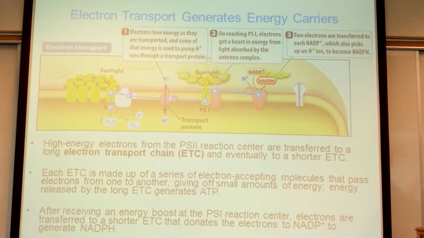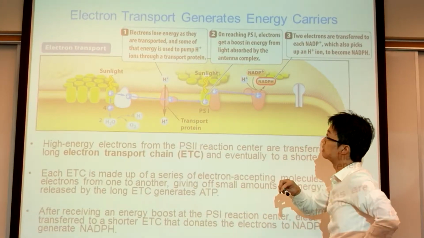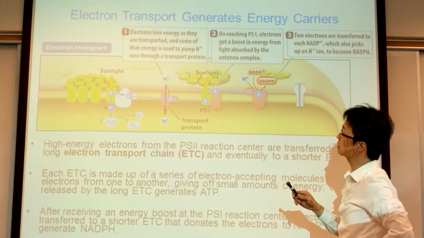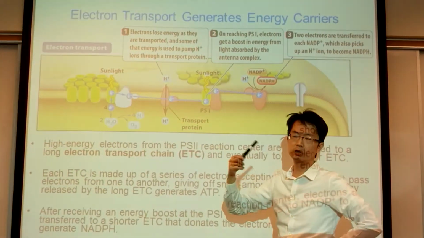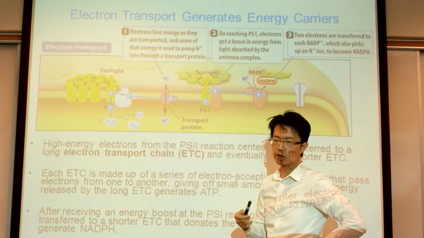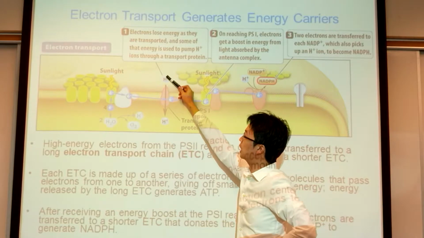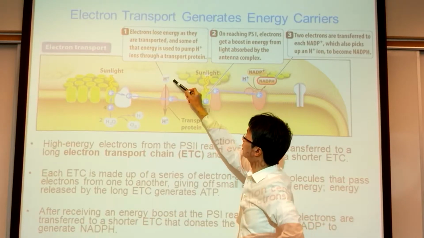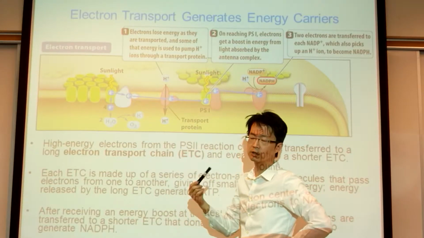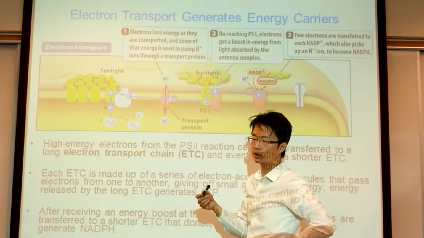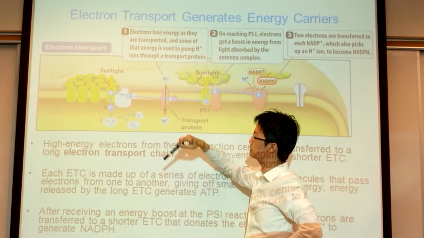What happens when they go through? The electron will go through the electron transport chain, and as it goes through, similar to the electron transport chain in cellular respiration, you will pump hydrogen ion from the stroma. Remember stroma. Stroma is the space inside the chloroplast. You pump the hydrogen ion from the stroma into the thylakoid space.